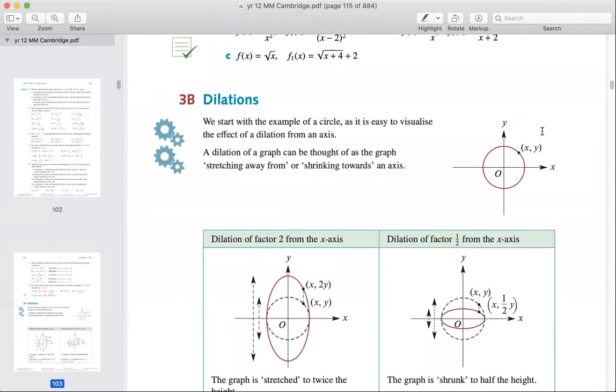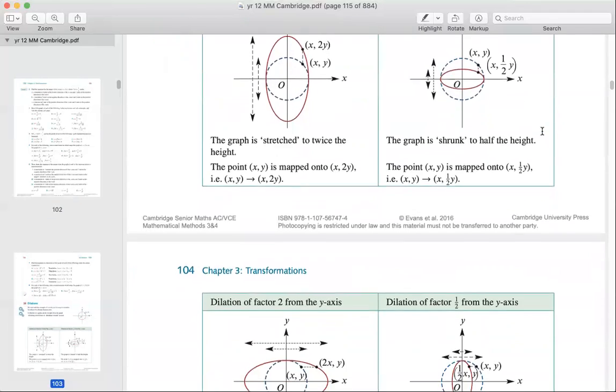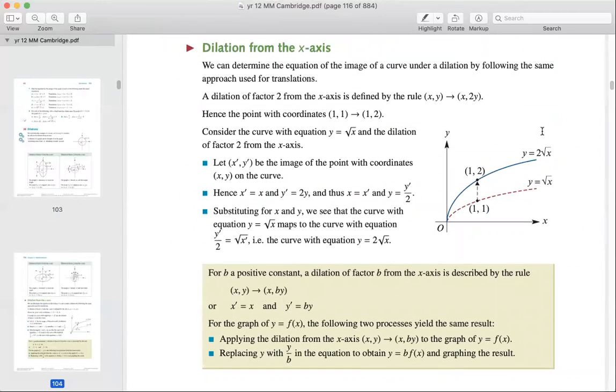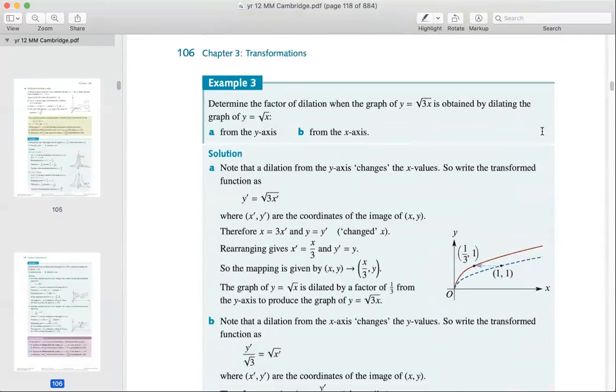Next is 3B, dilation. This one is a bit tricky, because if we dilate from the x-axis, we change the y value. If we dilate from the y-axis, we change the x values. Some people get really confused about when to multiply by 2, or by half, or by 5, or by 1/5. We don't know, so that's why we need to use the method provided in the book to tell us whether we should multiply by 2. This will be illustrated here.